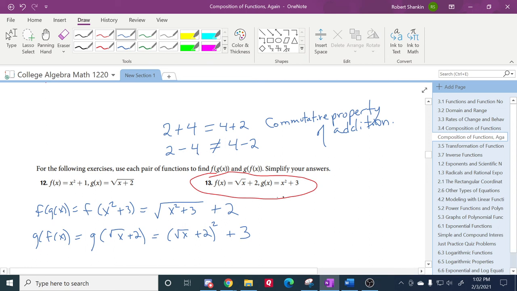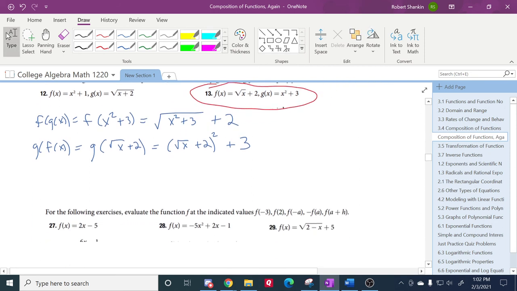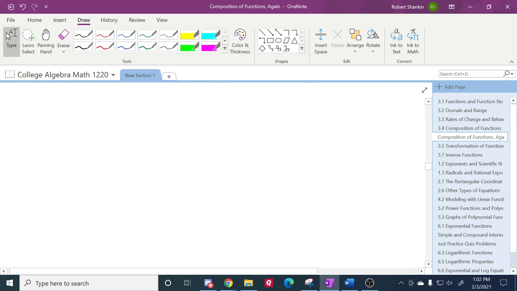There's no commutative property of subtraction. If you change them around, you get a different answer. The same thing with composition: turn them around, you get a different answer generally. So it's not a commutative operation. Alright, and I think we're good with that.